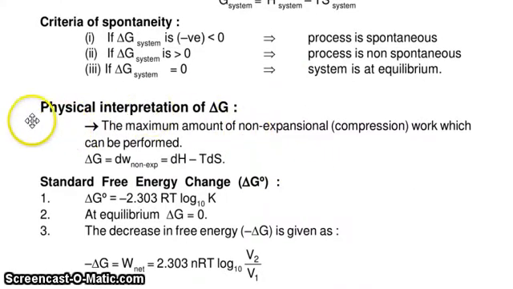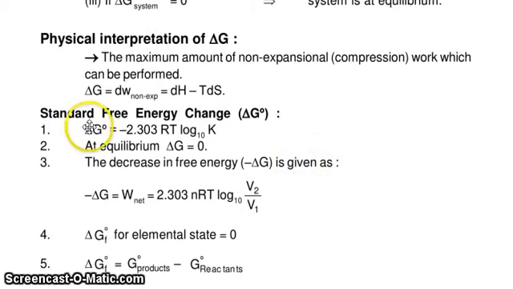Now friends, physical interpretation of delta G. The maximum amount of non-expansion work which can be performed: delta G is equal to dW non-expansion is equal to dH minus TdS. So friends, standard free energy change delta G naught is equal to minus 2.303 RT log 10 K. At equilibrium delta G is equal to 0. The decrease in free energy, minus delta G, is given as minus delta G is equal to W net is equal to 2.303 nRT log 10 P2 by P1.